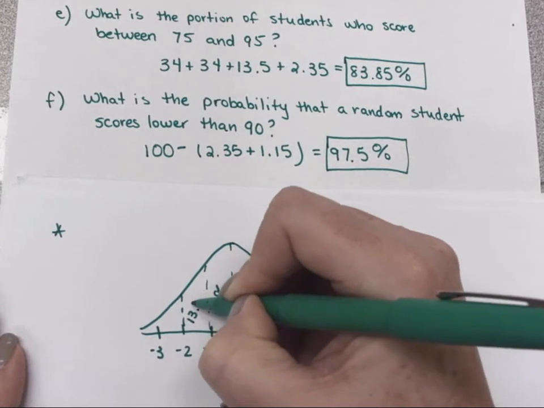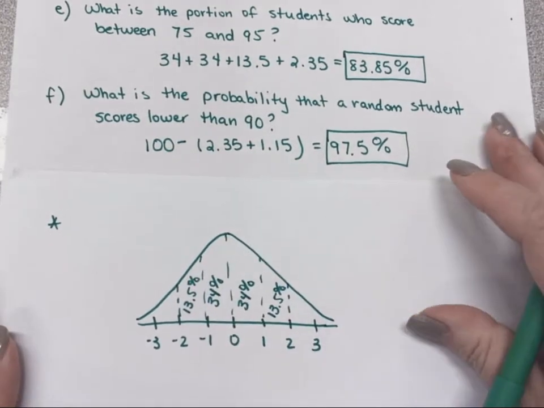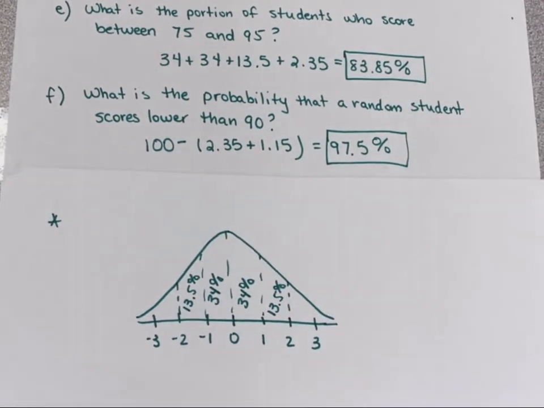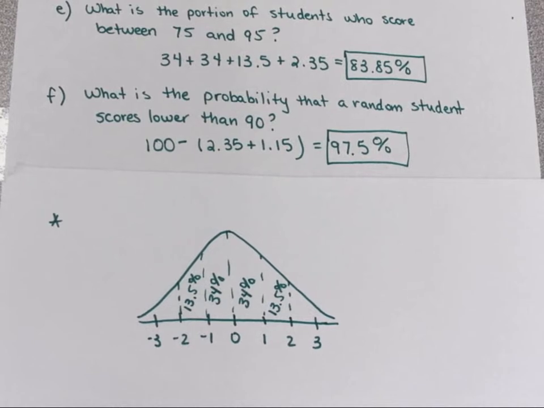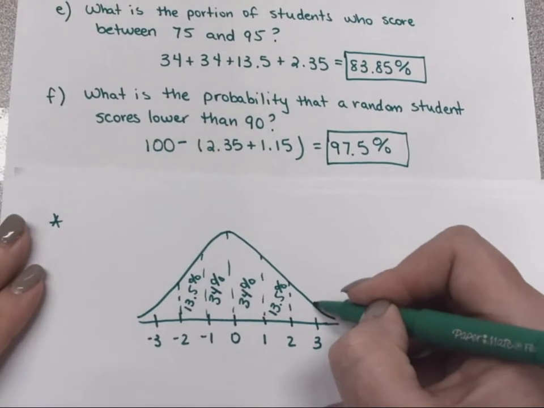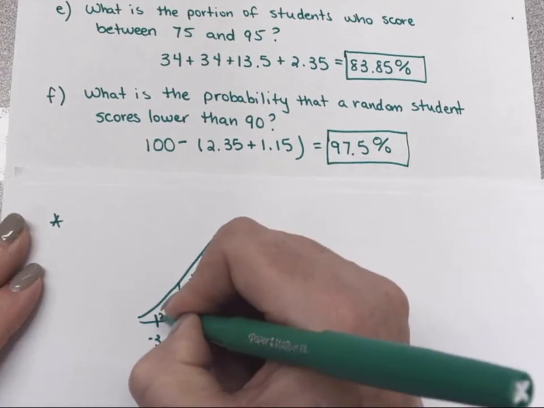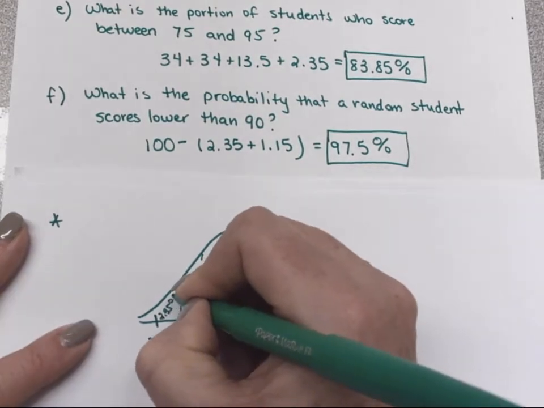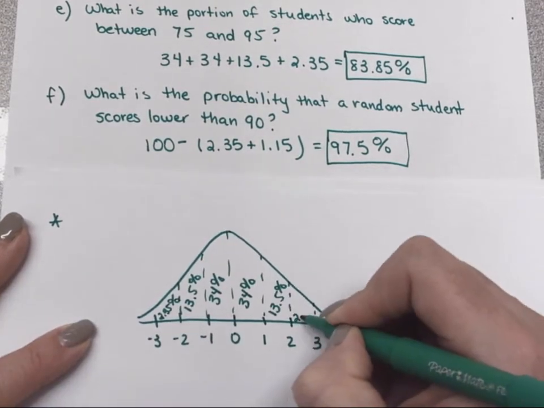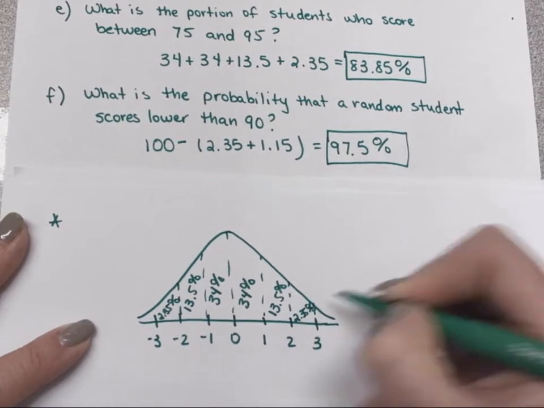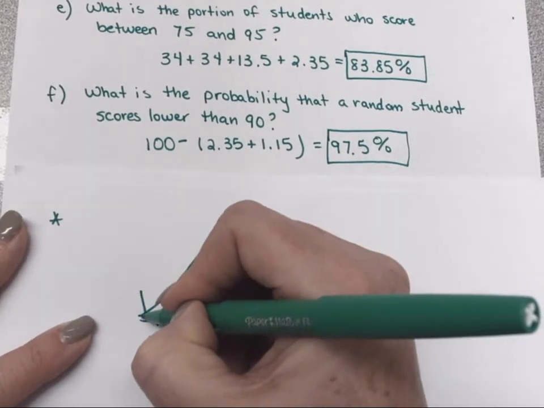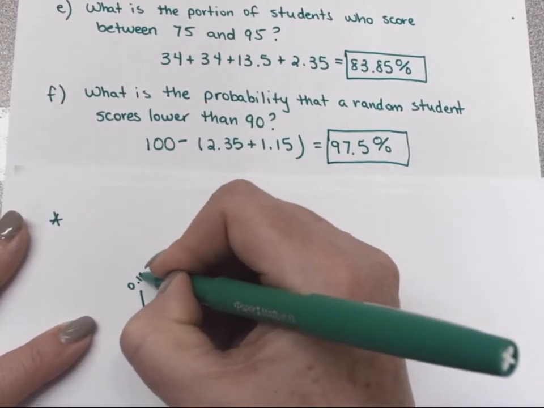Rather than you memorizing all of these strips, though, I'd rather you understand how it is that we got them. So if you know the 68, 95, 99.7, you actually should be able to create this for yourself without just having to memorize it. I'd always rather you understand something than just memorize it without really knowing what you're doing. So this is 2.35%, trying to squeeze it in. And then the outside sections are 0.15%.